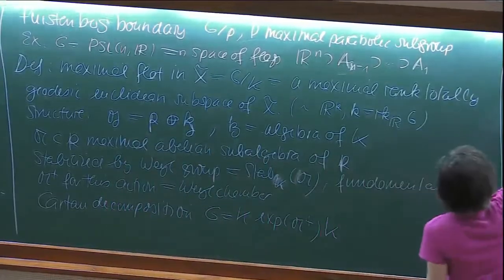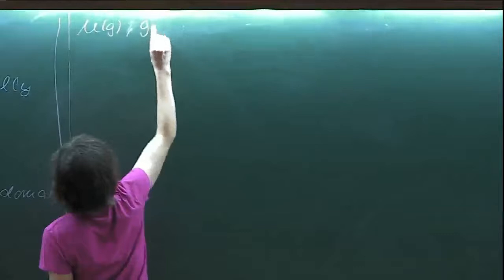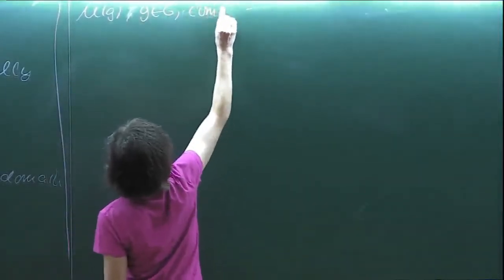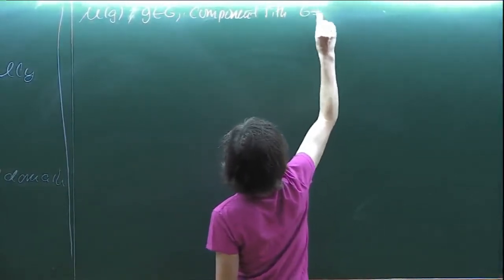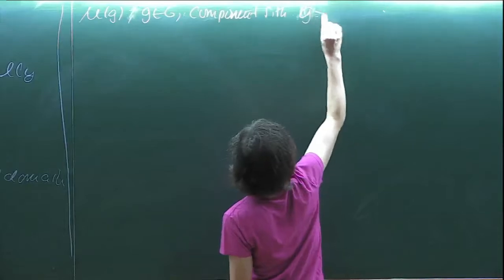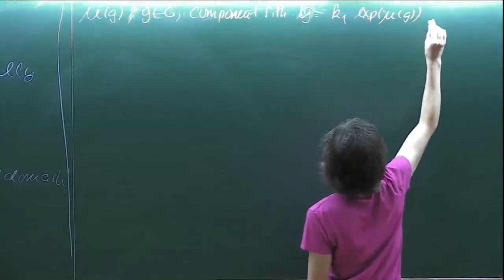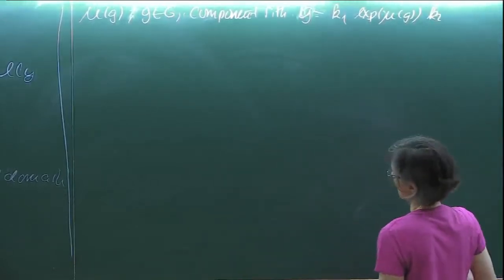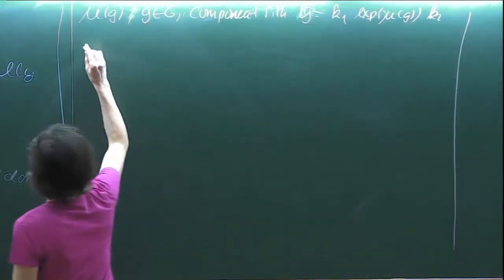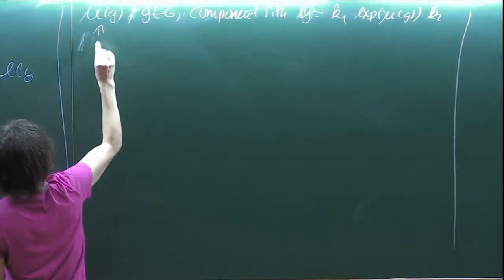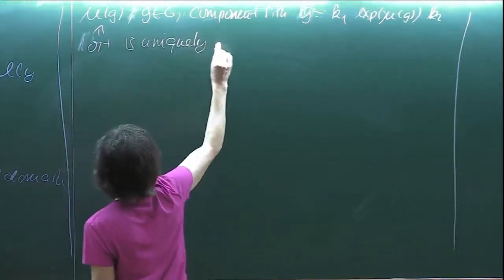And so mu of G, for G in the group, is a component such that G is equal to K1 exp mu of G K2 in some way. So this decomposition is not unique, but the point here is that this mu of G is unique. This is an element in A plus, uniquely determined by G.